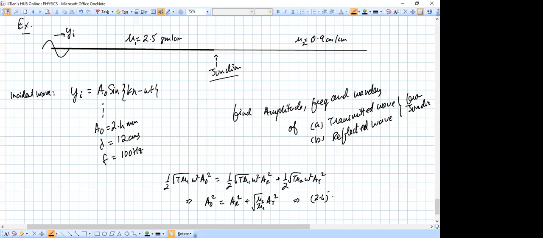So in this case, that will come out to be 2.4 square is equal to A reflected square plus, how much will it come out to be? 3 by 5 A transmitted square. So that's your first equation.